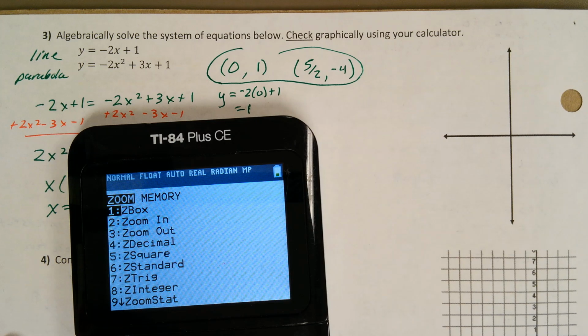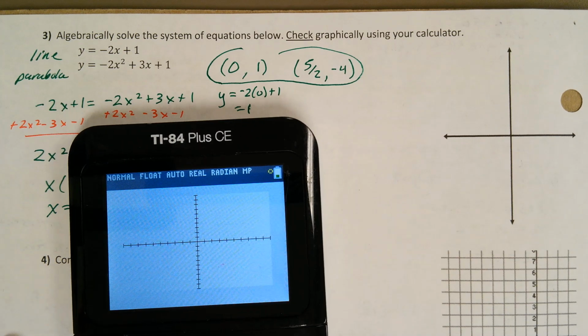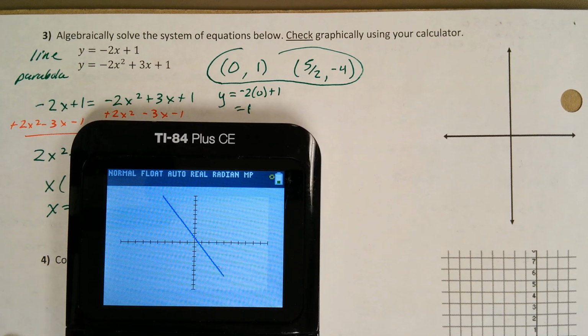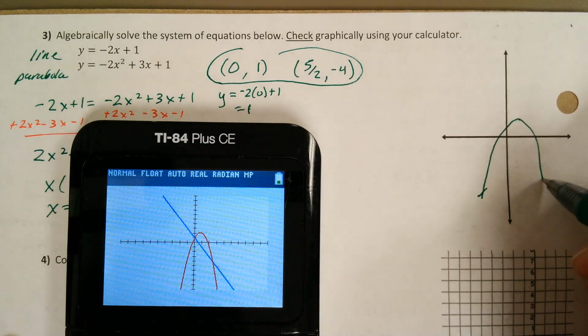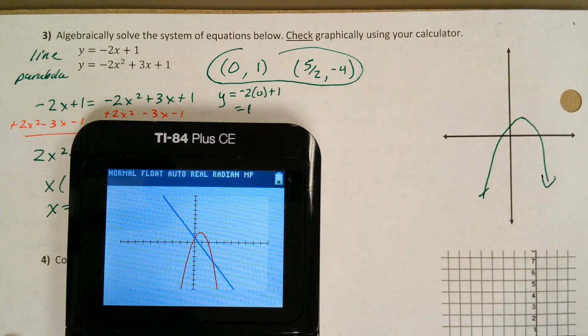I'm going to do a zoom 6. That'll take us back to the standard window. Here's our line and our parabola. And this is going to be a sketch.